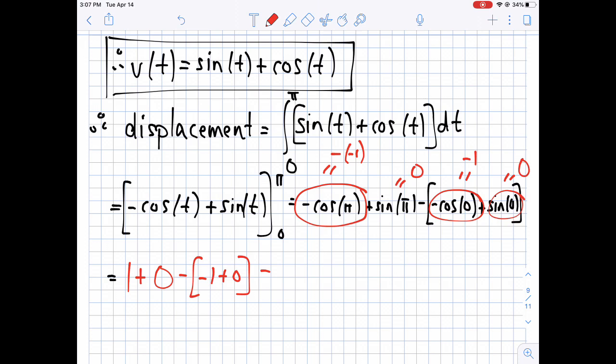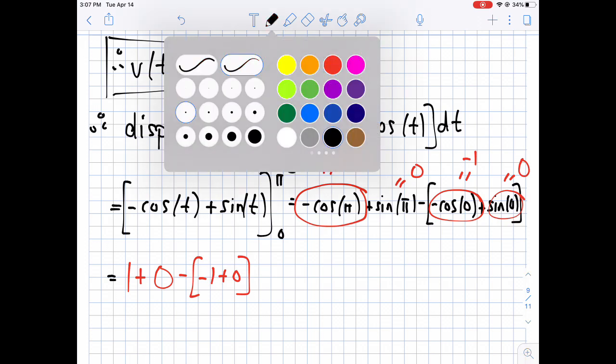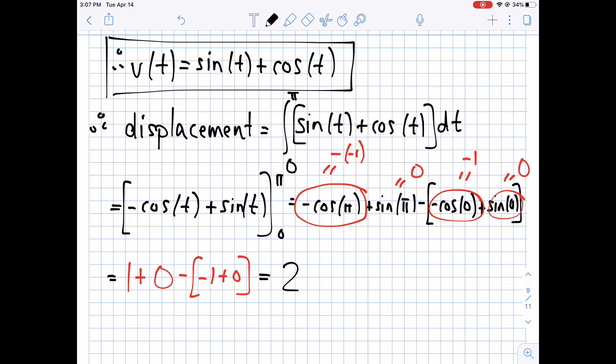Really, we're going to get that our displacement is equal to 2, and our units are centimeters. So that's our displacement from 0 to pi seconds.